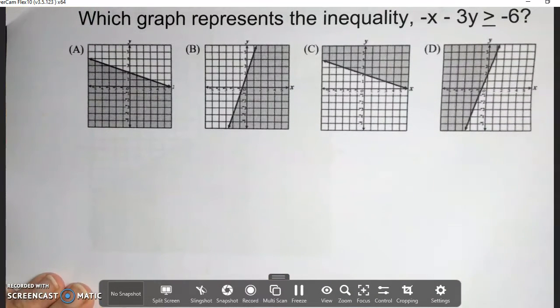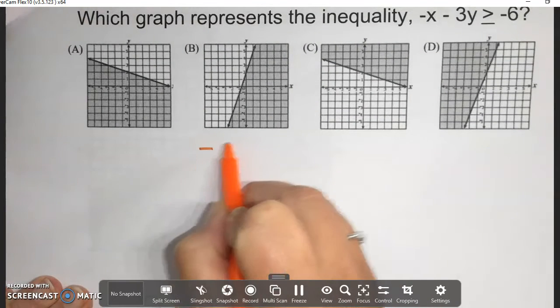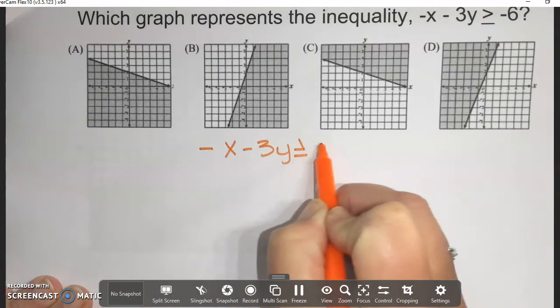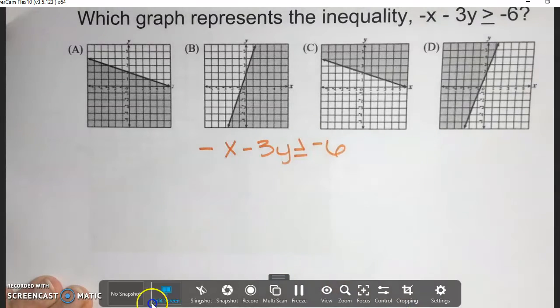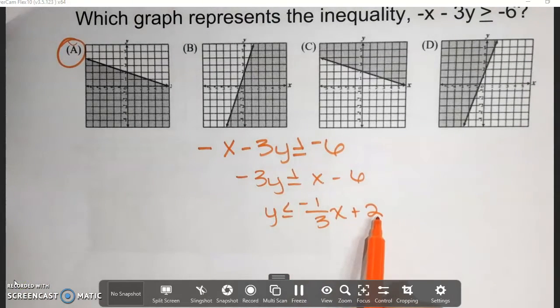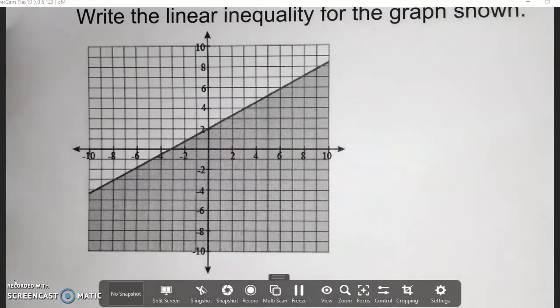Here's some others for you to try. Which graph represents the inequality? First thing you want to do is put it in slope-intercept form. You find your answer and we'll check back here. Pause your video. You should have got an answer of A. Our y-intercept is 2. It's a solid line. When you plug in (0, 0), it's included in the solution set.